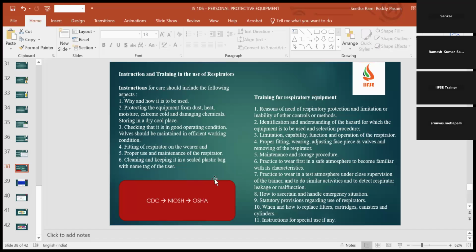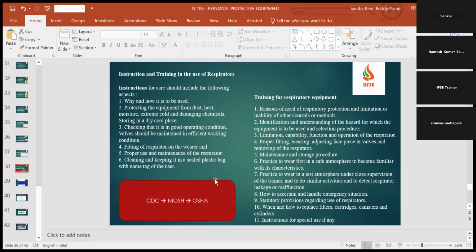So we have to ask them to practice in normal atmospheres, so that they can feel how you are using it. Maybe initially some of the people who have breathing difficulties, once they start using this filter mask, they will feel suffocation, because it is not easy. You have to spend some energy to inhale the air that comes through the filters. It is not like breathing without a mask or breathing with a mask. That is the difference.